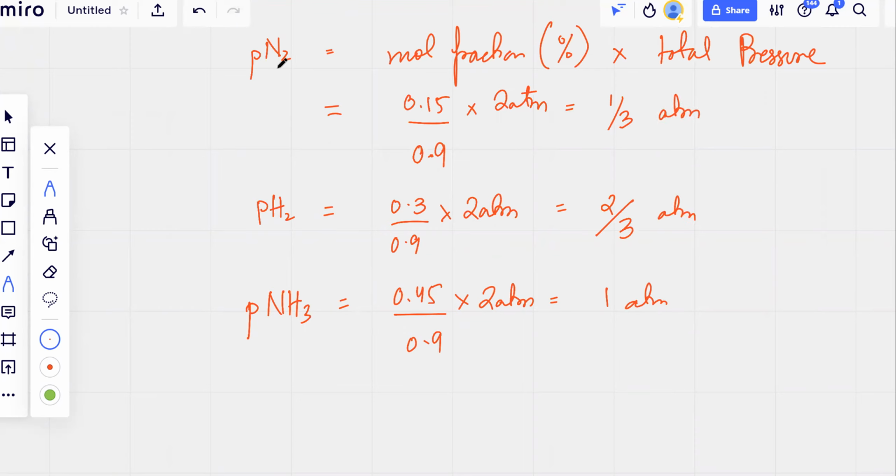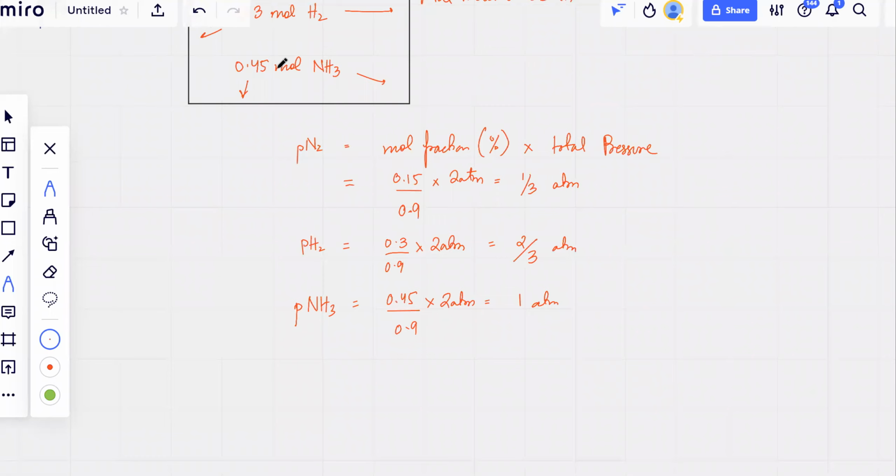All you have to do now is write the expression and put the values in that expression. It's going to be the partial pressure of NH3 squared, divided by the partial pressure of N2 multiplied by the partial pressure of H2, and that's going to be cubed. So it's going to be 1 squared divided by N2, which is 1 by 3, multiplied by 2 by 3, and that's going to be cubed. Can you try and solve this?